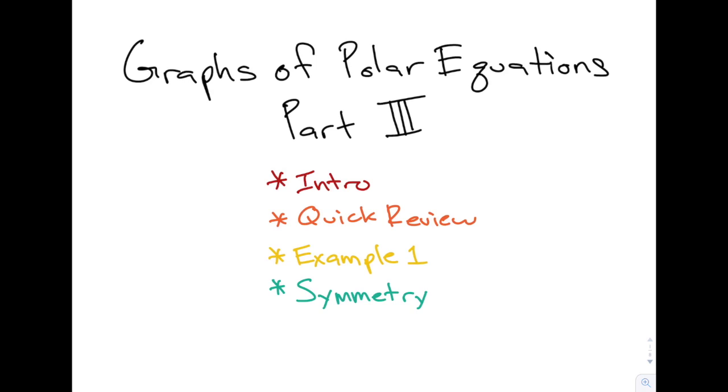In this video, we'll continue our exploration of graphs of polar equations. So we've looked at a few different types of polar curves at this point. We've looked at various types of circles and spirals. We've looked at limaçons. And in this one, we'll look at what we will call polar roses and lemniscates.